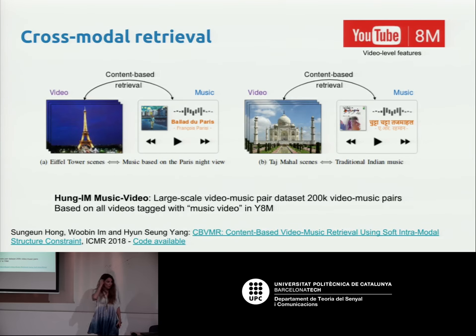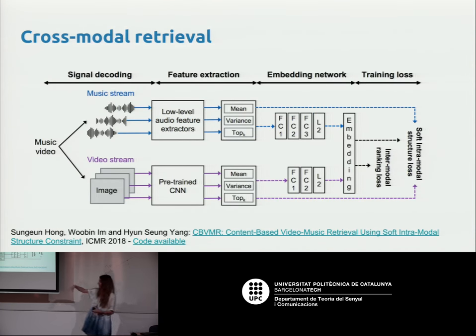Then another work also works with a subset of YouTube 8 million. The purpose is, given a piece of music, to find nice pictures associated with that music. For that, they download all the YouTube 8 million videos that have music as a tag. YouTube 8 million is multi-label, so it can be music and then jazz music and then Paris or whatever. They build this dataset, and then they follow a two-branch structure.